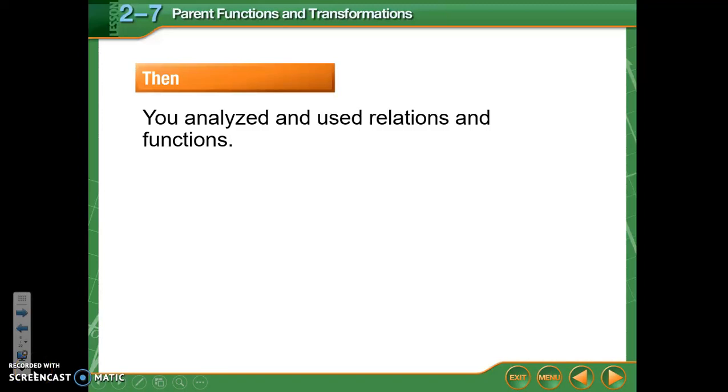All right, hello again. Welcome to section 2.7, which is going to be about parent functions and transformations. So basically we're going to be talking about relations and functions that we should know something about, and we're going to be talking about how we can figure out how to graph them and transform them based on the equation.